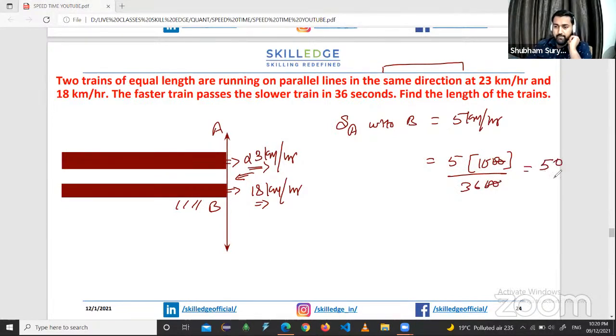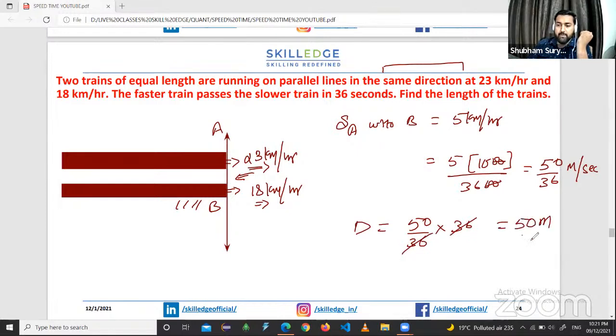It's nothing but 50 by 36. Okay, these many meters per second is the speed. Distance traveled is going to be the speed into the time taken, which is 36. 36 into 36 goes, so it has to be 50 meters.